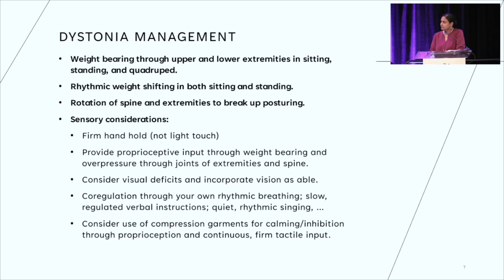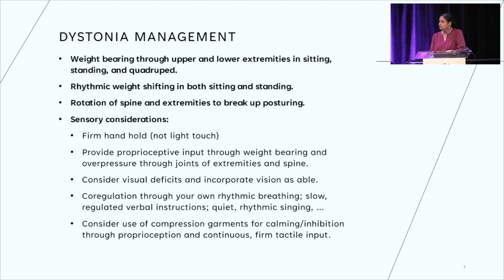Consider any visual deficits and try to incorporate the vision as able. If you are feeling like you really don't know where your body is in space, some of the dystonic posturing can come from that feeling of stabilization. So using vision to give a target and asking the individual to really focus on their visual skills can help for them to feel a little bit more coordinated in their body where they are in space and can help to decrease that posturing.